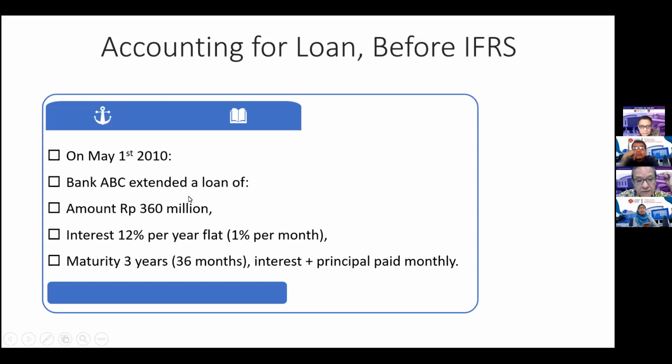Before IFRS, I give this example. Say in May 2010, Bank ABC extended a loan of 360 million rupiah, interest 12% per year flat. 12% per year flat means 1% per month flat. Maturity in 36 months or 3 years. Then interest and principal are paid monthly.